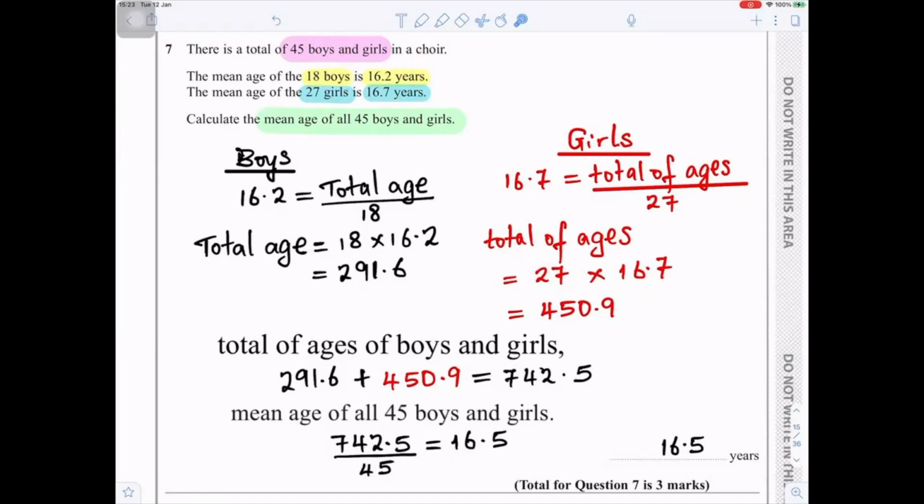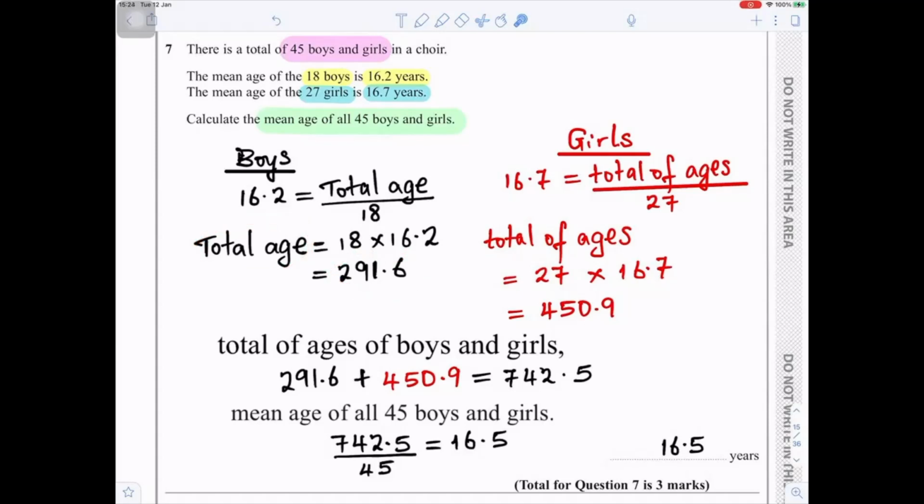And I try and divide it into two sides. The left side deals with the boys and the right side deals with the girls. In that way, I don't mix numbers and my work will be a bit more presentable. So 16.2 mean equals the total age divided by 18, using the formula for finding the mean. So the mean equals the total divided by how many there are, which is 18. So if you take 18 to the left side, 16.2 times 18 gives you 291.6. So the total age for the boys is 291.6.